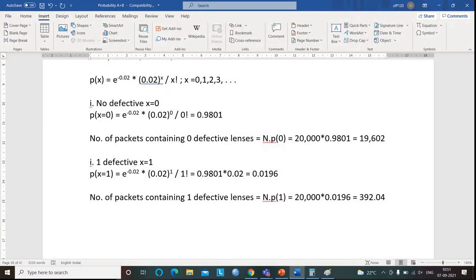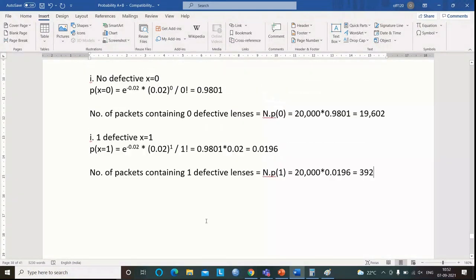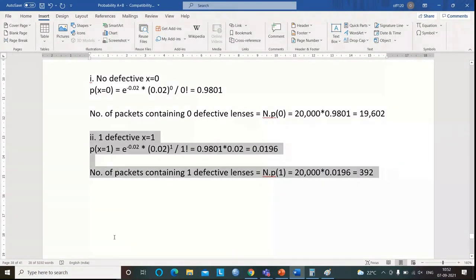392.04. But the number of packets cannot be mentioned in decimals. So this value is approximately equal to 392 packets. That means out of 20,000, the number of packets containing one defective lens is 392 packets. That is the conclusion of this problem. Similarly, we have to find out two more values, that is two defective lenses and three defective lenses. Let us do that.